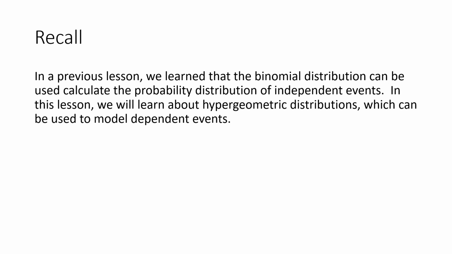Going back, let's look at previous probability distributions. In a previous lesson, we learned that the binomial distribution was something that modeled independent events, and we counted the number of successes. The hypergeometric distribution is quite a bit like the binomial distribution in that we are counting the number of successes. That is our random variable. The key difference here is that we are going to look at dependent trials.